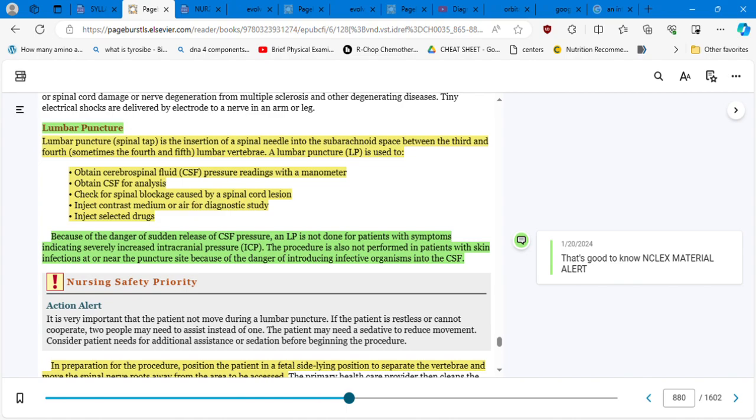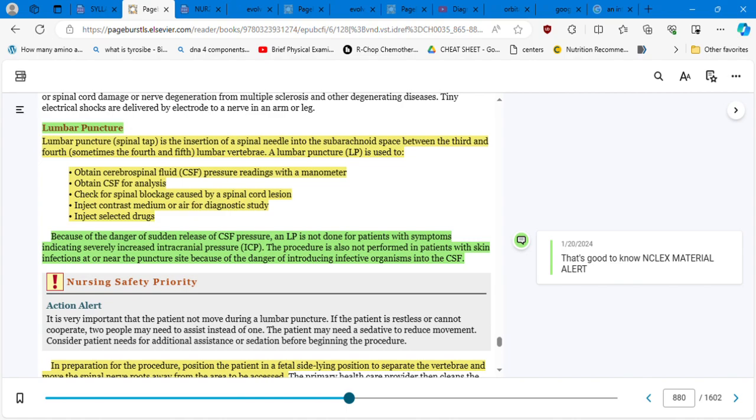The procedure is also not performed in patients with skin infections at or near the puncture site because of the danger of introducing infective organisms. What infection could be in the skin around that area? For example, a typical one is herpes, okay, which presents in the back, right? And in the areas of the dermatomes.